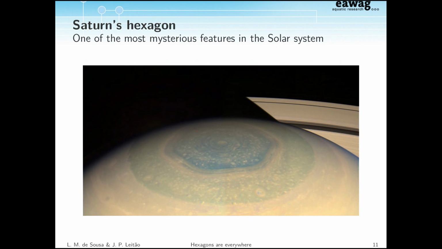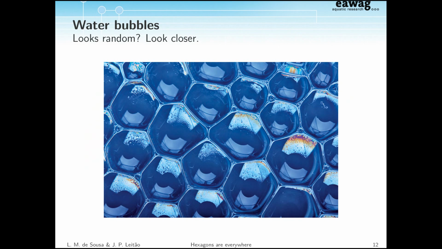The North Pole of Saturn, this was found out by the Cassini probe some years ago. This very, very large hexagonal shape in the north of the planet. There's a number of people trying to understand why this is so. Still pretty much of a mystery, but one of the most visible features in the solar system, like the red spot in Jupiter. So actually my thesis on this is that many times we believe we are looking at random patterns, but they are actually hexagonal.